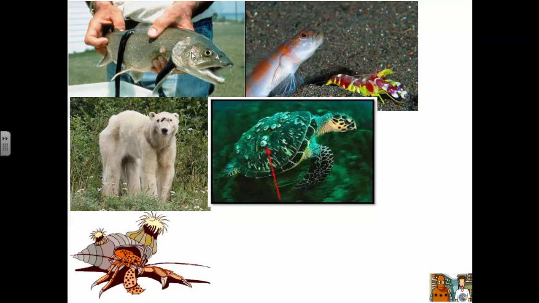Some hermit crabs will actually pick up sea anemones and put them on their shell and walk around with a sea anemone attached to the top of them.